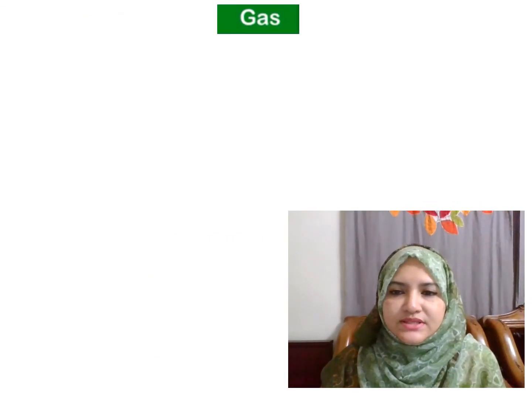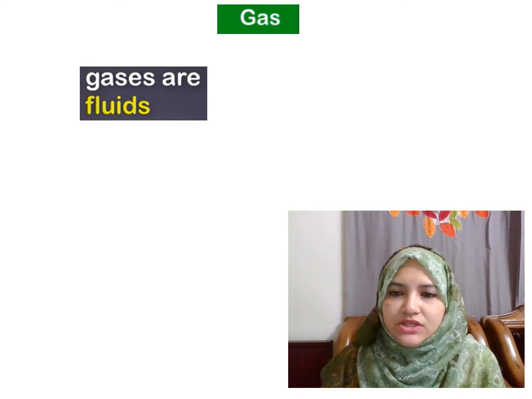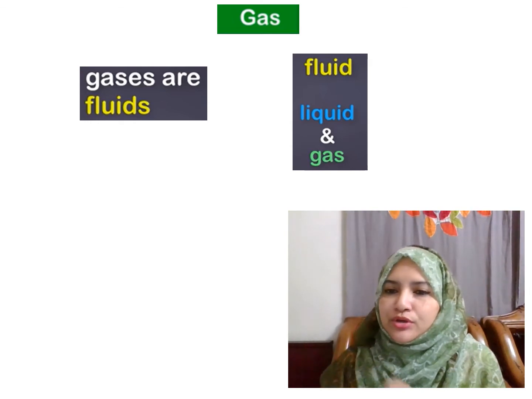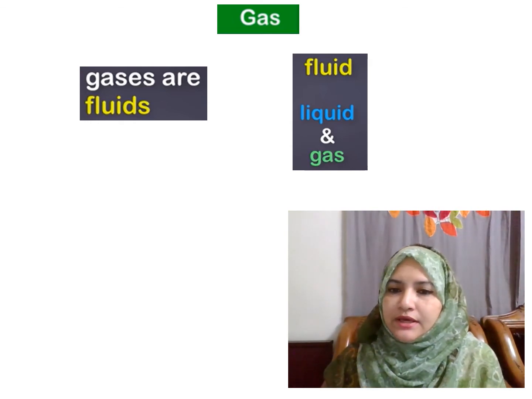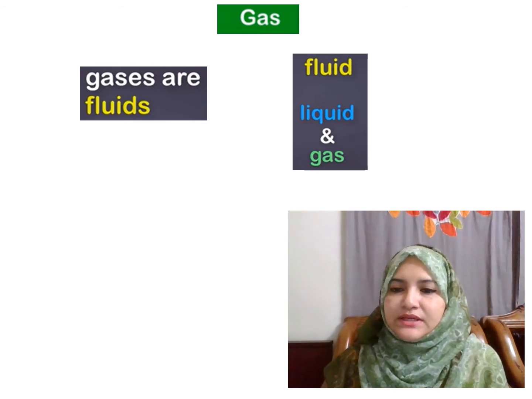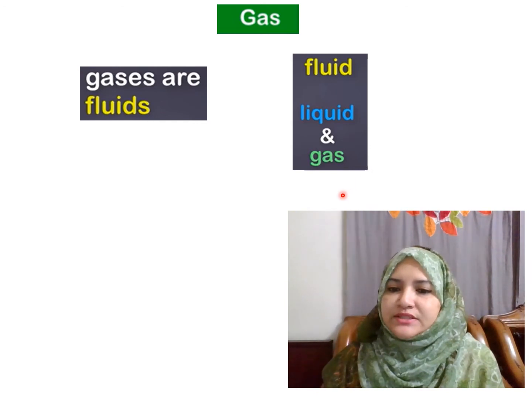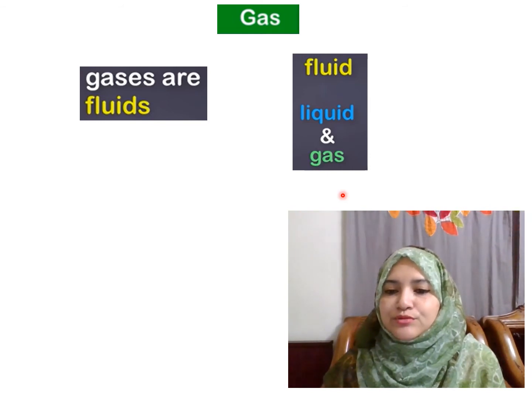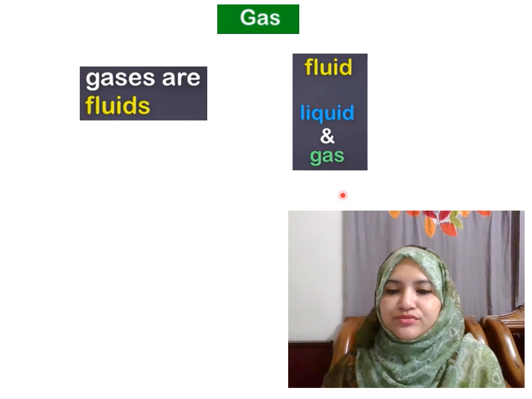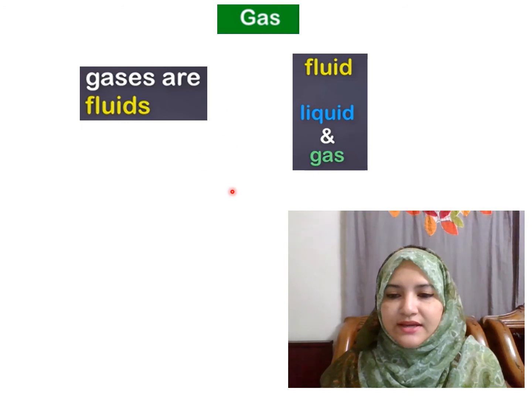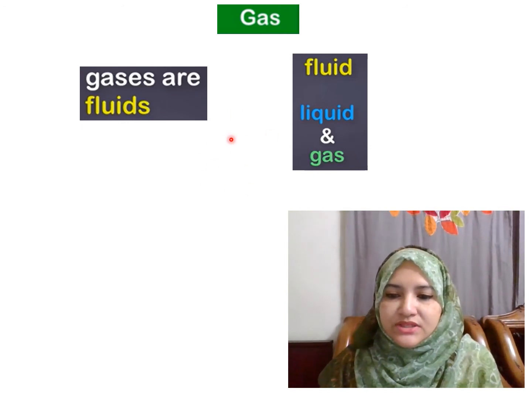Just like liquids, gases are also fluids, and they can flow. For example, if I open a bottle, can you see the air flowing out? Of course, you cannot, because air is colorless. But let's say it was a colored gas, then you would easily see it flowing out of the bottle. In fact, the term fluid is collectively used for liquids and gases.